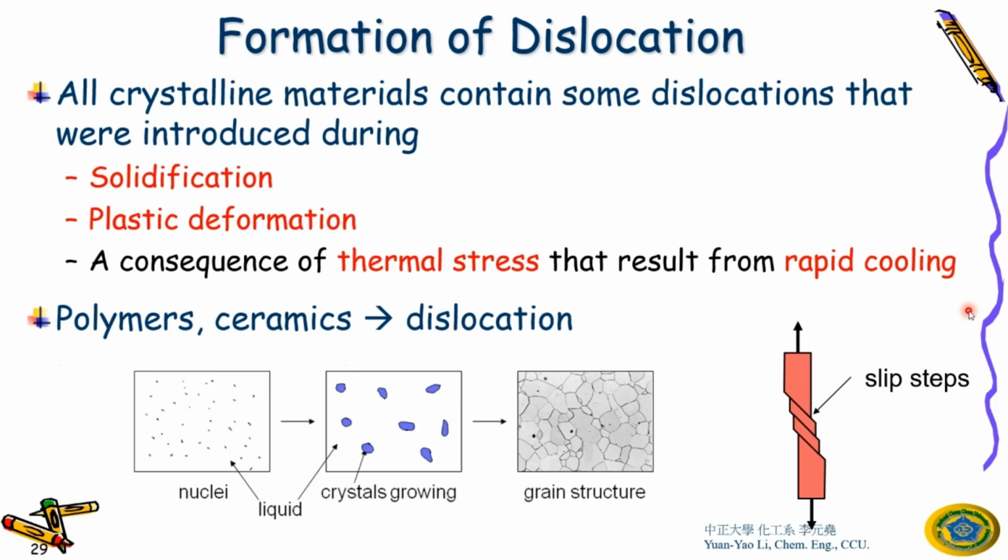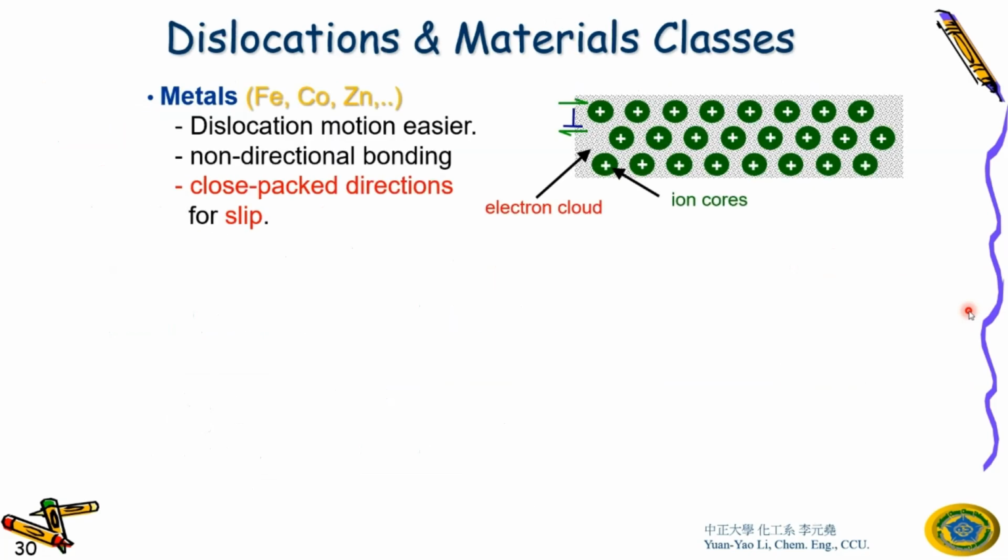Okay, and this case also applies to polymers and ceramics. In polymers and ceramics we can also find dislocation. Okay, so here are the examples for the dislocation and the materials classes. So for the metals, we understand like copper, cobalt, iron, zinc, the dislocation.